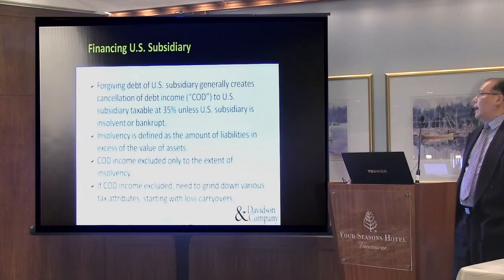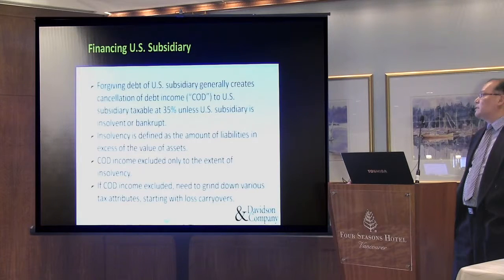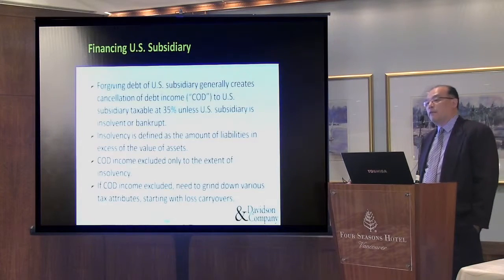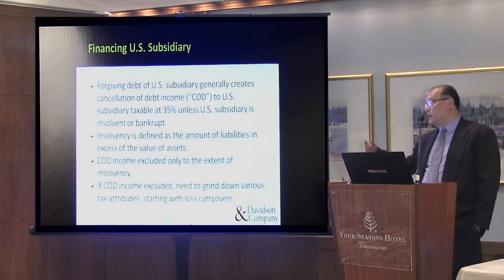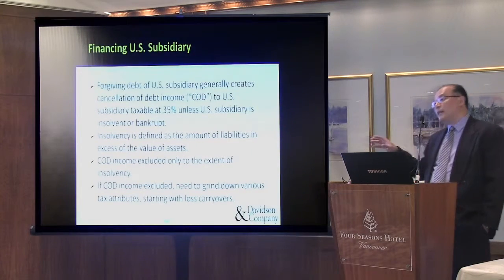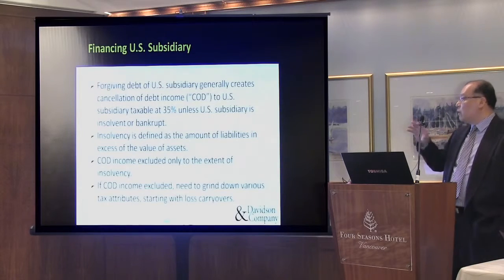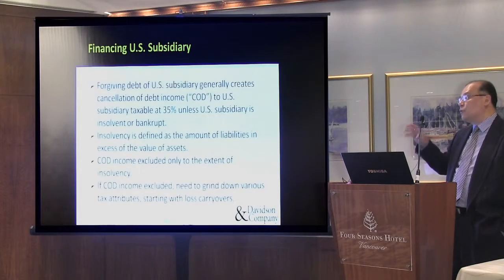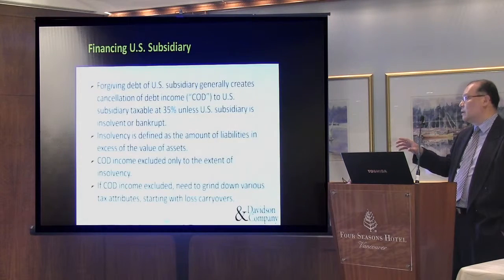But there's a way out of that, and what happens is, to the extent that the US sub is not solvent, then COD income can be reduced up to the amount of that sub's debt amount over the fair market value of its assets. So to the extent that the US sub has very, very little worth, you wouldn't have to include the entire amount of the debt in COD.